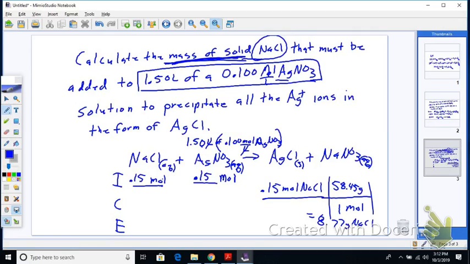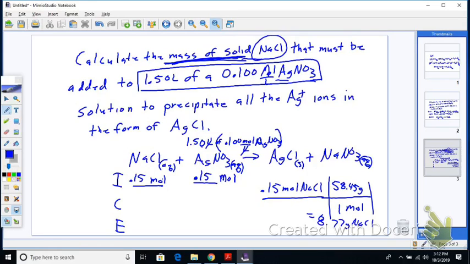Okay? So really it is just stoichiometry. Once you get moles, it's no different than what we've already done. Once you find moles, then it's just mole relationships and stoichiometry, and that's all you have to do. Okay? So I got one more to share with you.